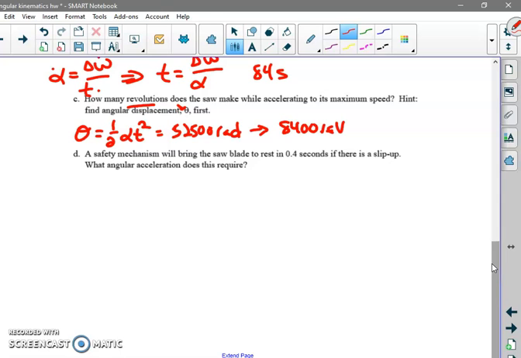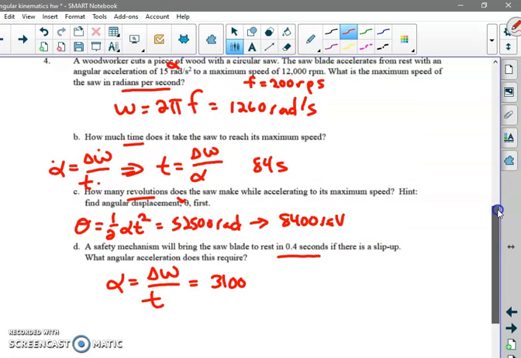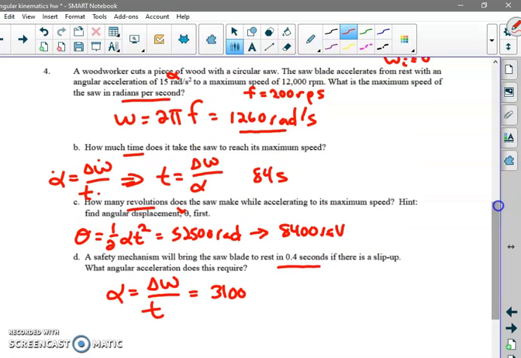And then we want to slow it down. We slow it down in a very short period of time. What is going to be the angular acceleration? Once again, we can just use delta omega over t because we have that information. If we plug in the numbers, we get 3100, right? Our initial omega is going to be the 1260 radians per second. We're going from that to 0 in a very short period of time. Moving on.